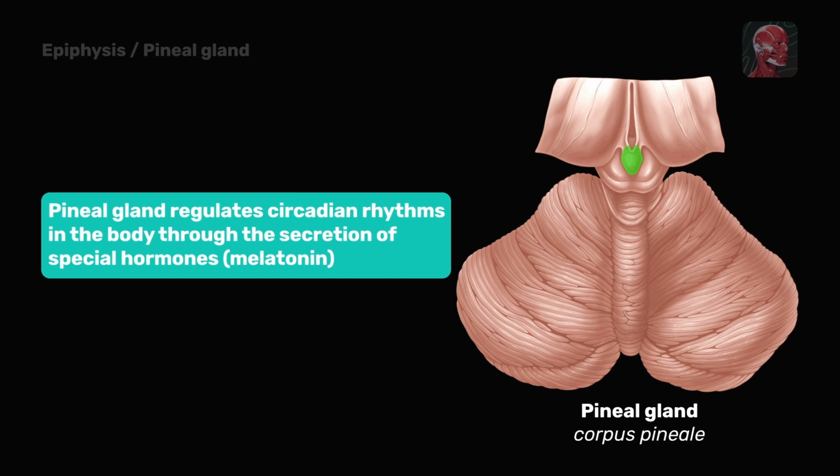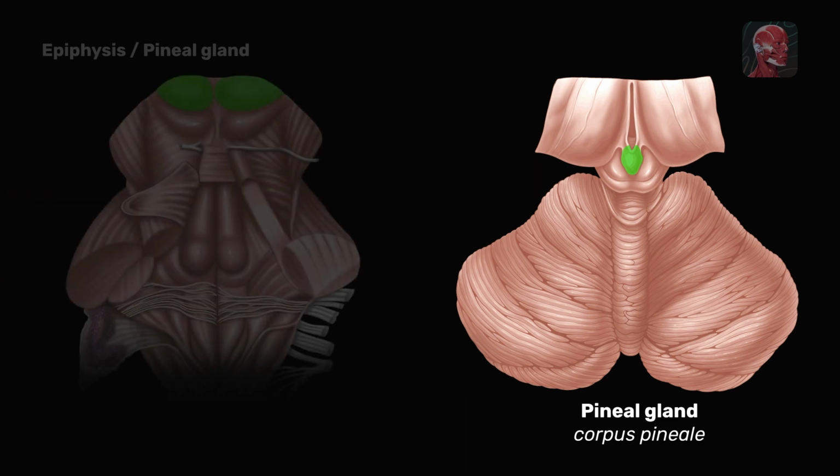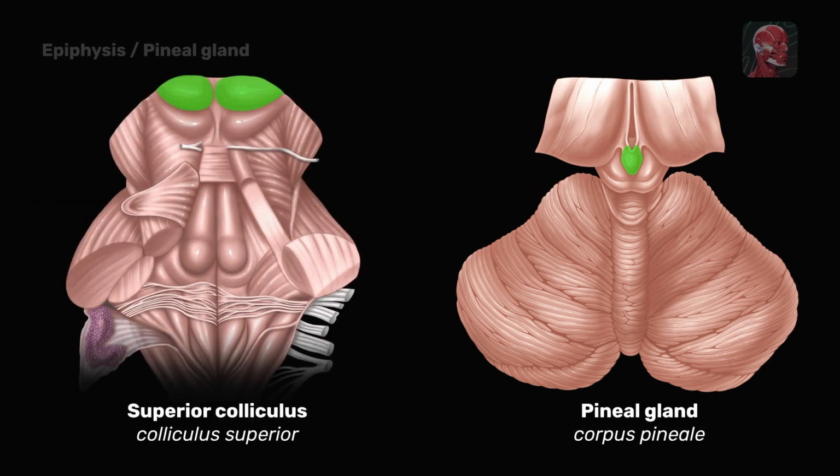more detail later. The pineal gland develops as a small protrusion from the posterior wall of the third ventricle and is located between the superior colliculi of the quadrigeminal plate.